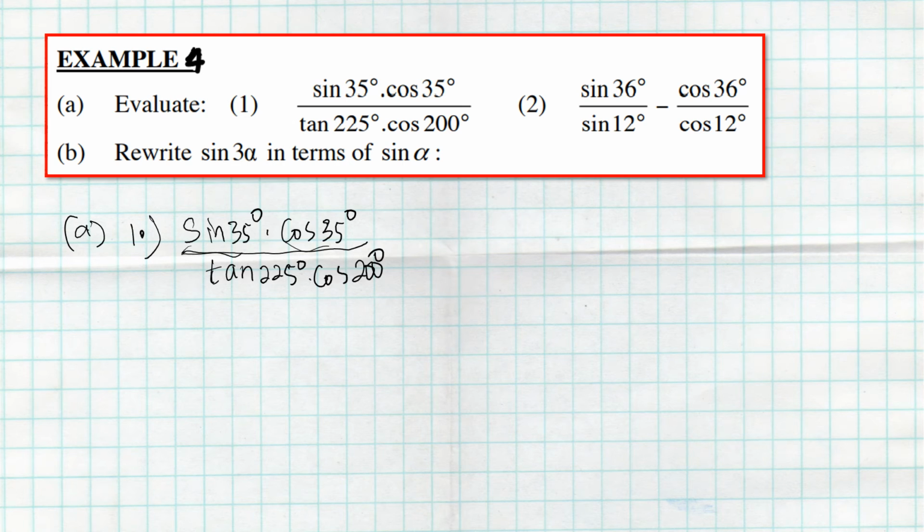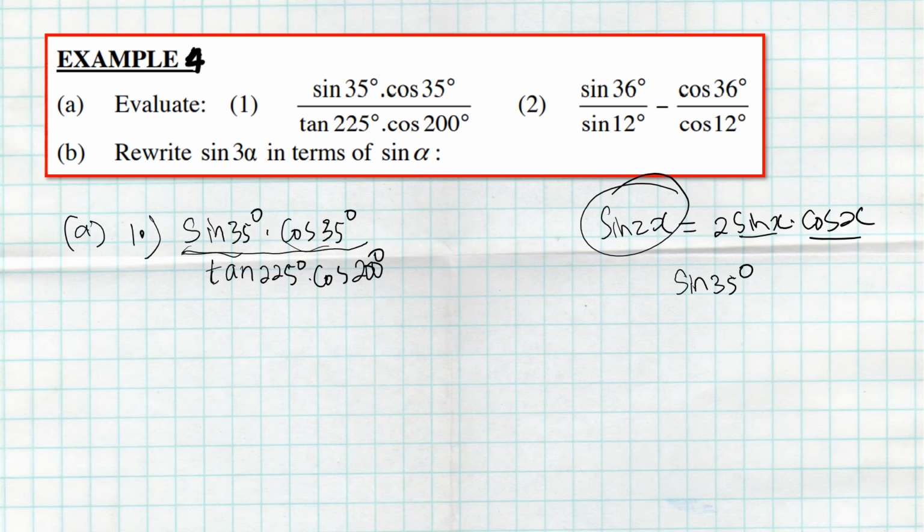It's double angle of sine, right? Because we know sine 2x is the same as 2 sine x multiplied by cos x. So if I have sine x times cos x, I must think of double angle of sine, as in what we have been doing in this session. So I have sine 35 times cos 35, so we can think of double angle of sine, right? So how do we go back?